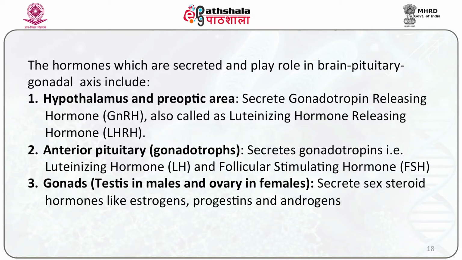the hormones secreted by the hypothalamus and the preoptic area, which secrete gonadotropin releasing hormone, GnRH, also called luteinizing hormone releasing hormone or LHRH. Anterior pituitary secretes gonadotropins, that is luteinizing hormone and follicle stimulating hormone. Gonads, that is testes in males and ovary in females, secrete sex steroid hormones like estrogens, progestins and androgens.